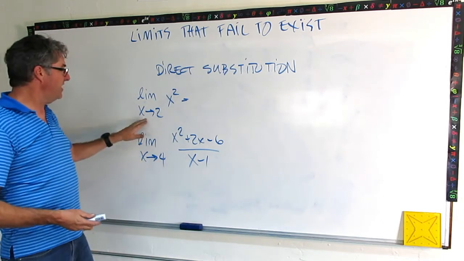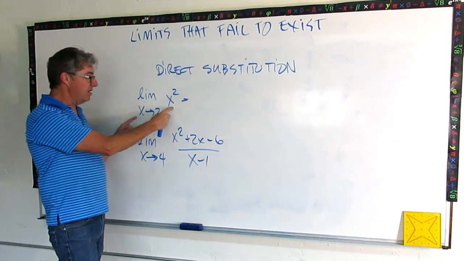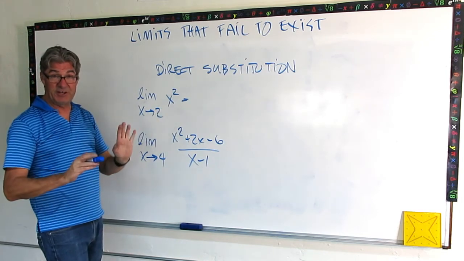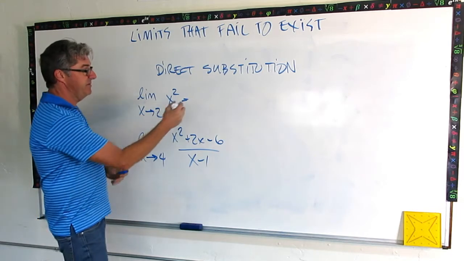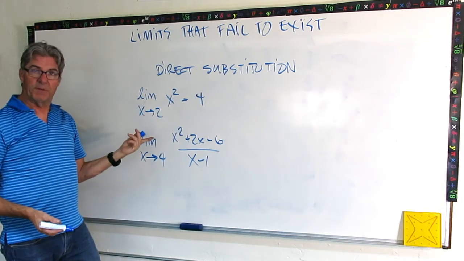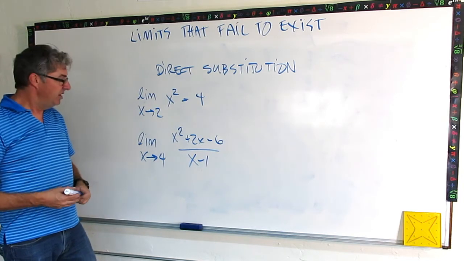Okay? So in this case, we're looking at the limit of x squared as x approaches 2. So I can plug 2 in for x. I don't get any undefined problems. So that's just going to be 4. As x approaches 2, f of x approaches 4. Okay? Pretty straightforward.